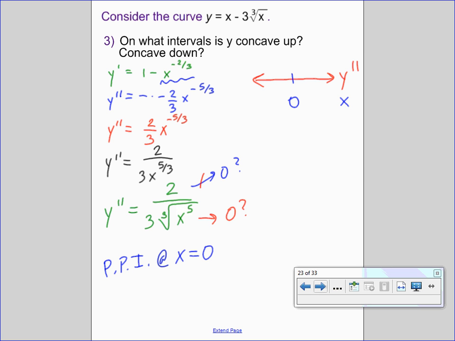Into which form should we plug? Whichever one we want. I'm probably going to do the radical one. So let's pick a convenient x value to the left of 0. This time we can get away with negative 1. Can we just do negative 1 now? Yes? So negative 1 in for x to the fifth is negative 1. Cube root of negative 1 is negative 1. Times 2/3 is negative 2/3. So I'm getting negative.